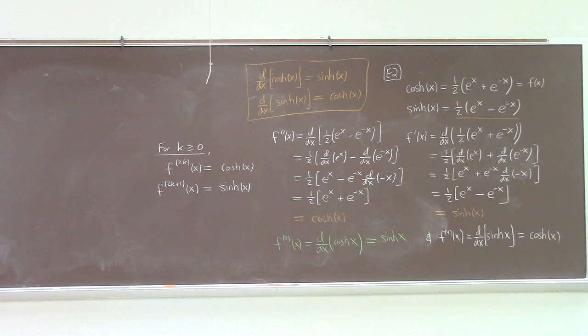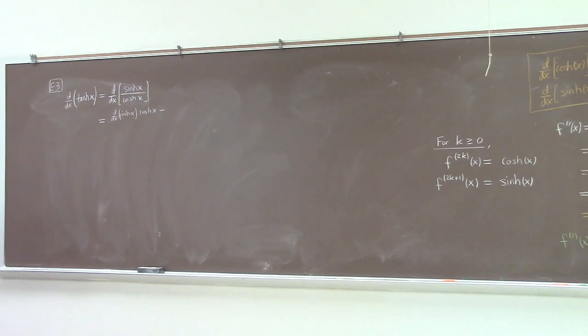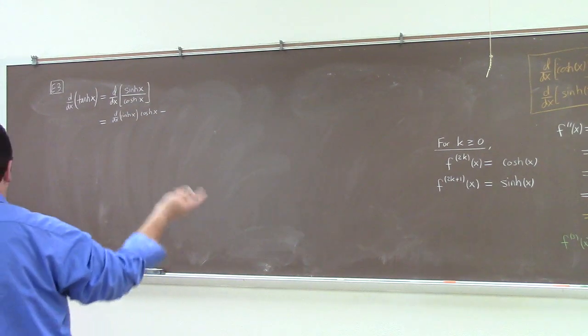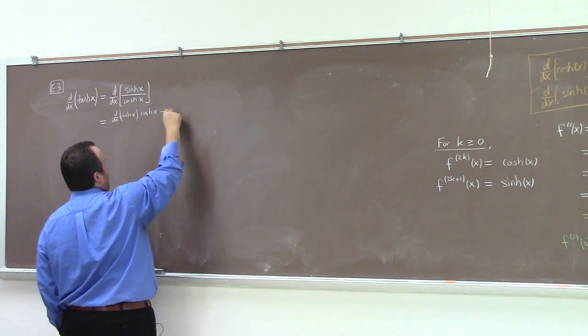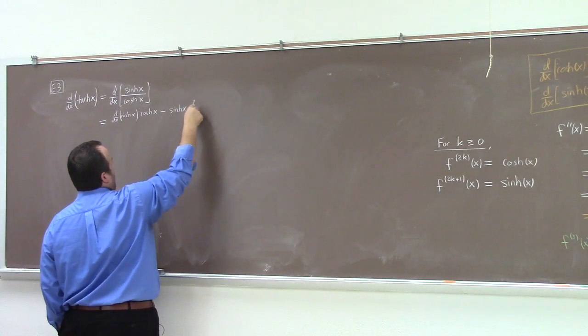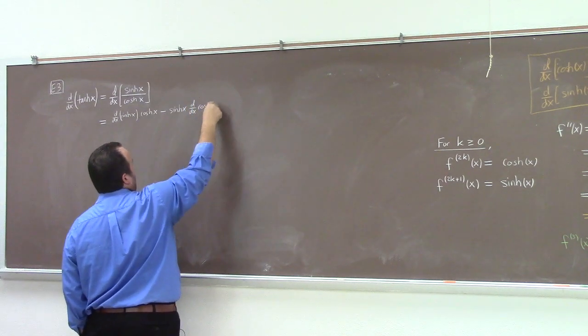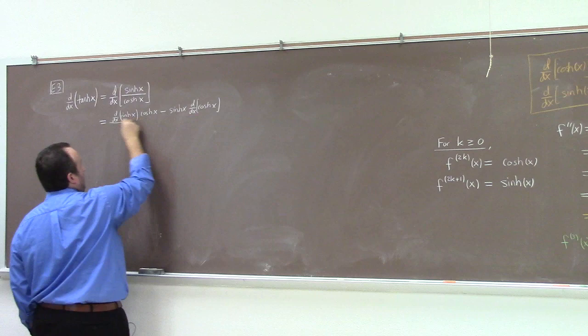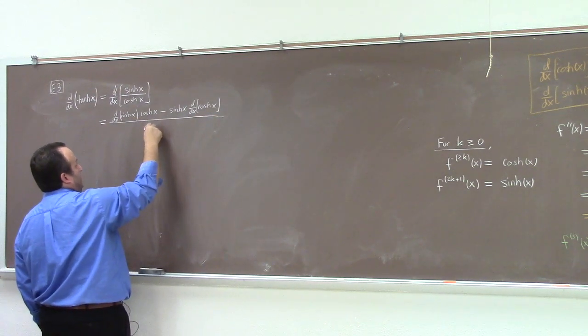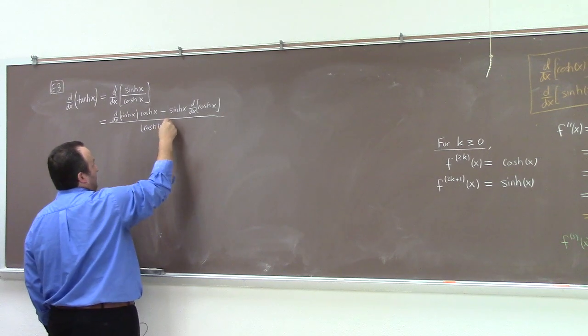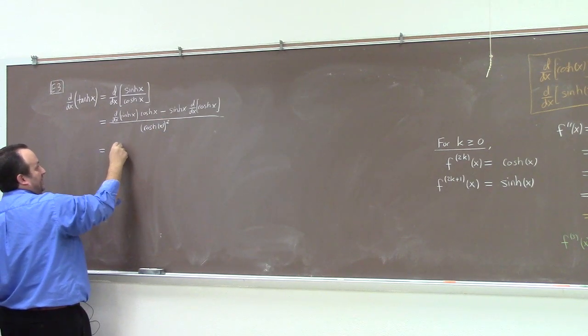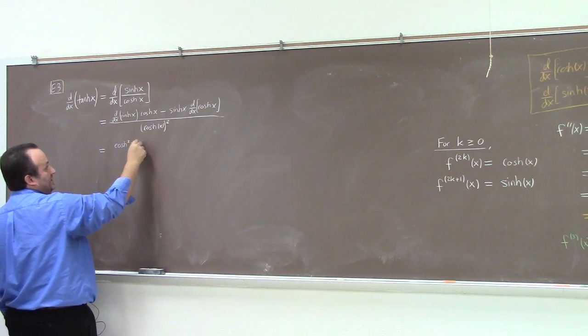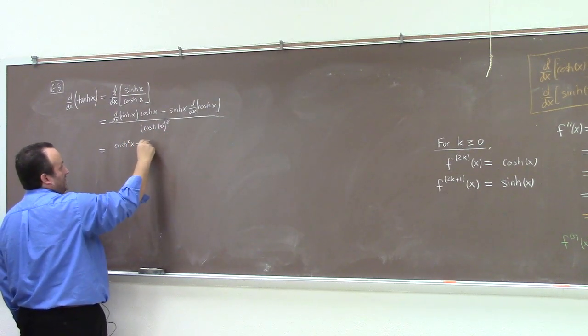Let's see here what happens. We have to do the quotient rule, right? So I do the derivative of the top times the bottom minus the top times the derivative of the bottom. But we know how to differentiate cosh and sinh now. So it's a sinh. Sorry, horrible pun. To do this, we got cosh cosh, also known as cosh squared x, minus sinh sinh, also known as sinh squared x.